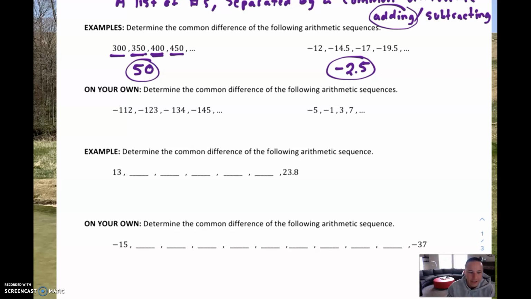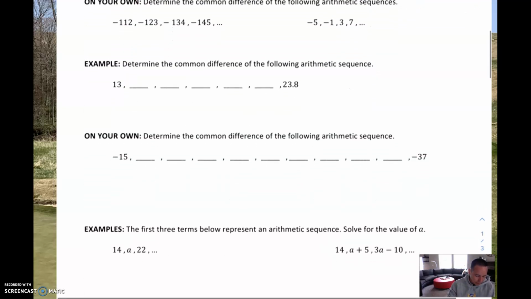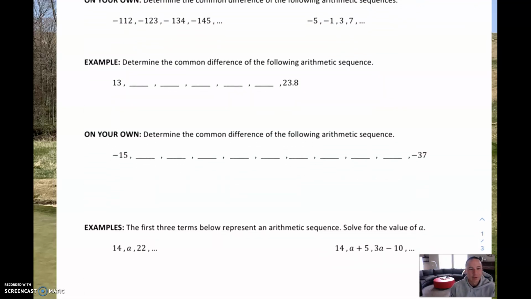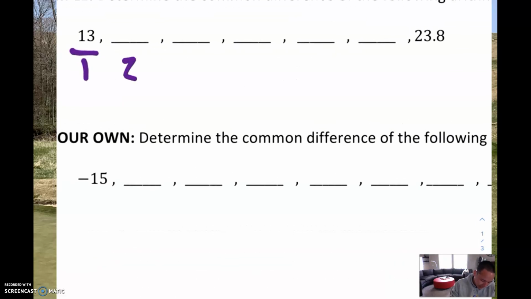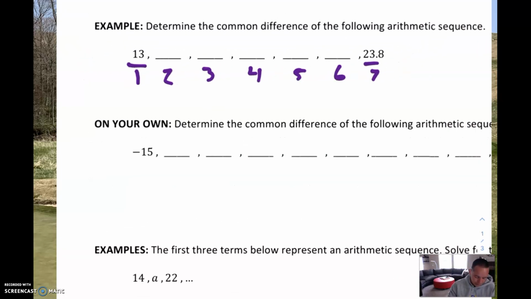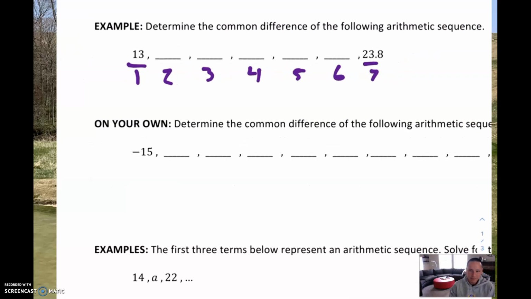All right, hopefully that was pretty painless for you. Let's move on to the next example. This one says, determine the common difference of the following arithmetic sequence. So we have your first term here, and then here's the second term, the third term, the fourth, the fifth, the sixth, and we also have the seventh term. In this case, we're given the first term and the seventh term, and I want to find the common difference between them.